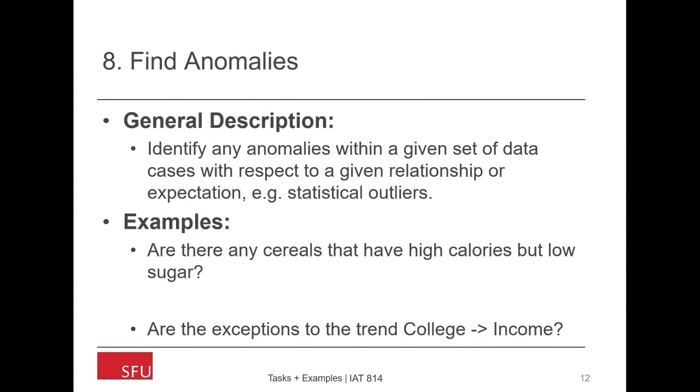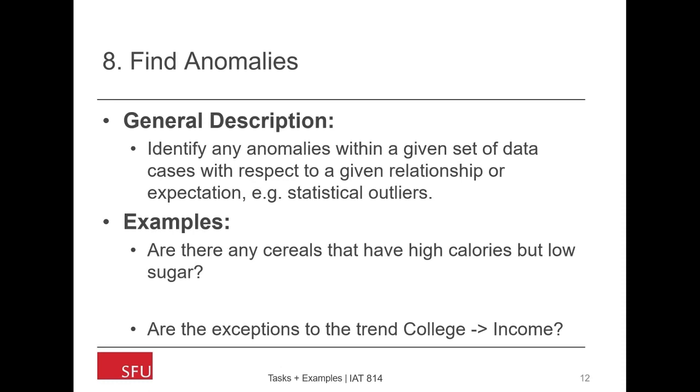We're going to get to the next thing, which is, given that you've got a distribution, what you'd often want to do is to find anomalies. So what does find anomalies mean? We mentioned that in the stats lecture series, but the general description is identify any anomalies within a given set of data cases with respect to a given relationship or expectation. For example, statistical outliers. Examples are: are there any cereals that have high calories but low sugar? I doubt it. And are there exceptions to the trend of higher levels of college begetting higher median income?